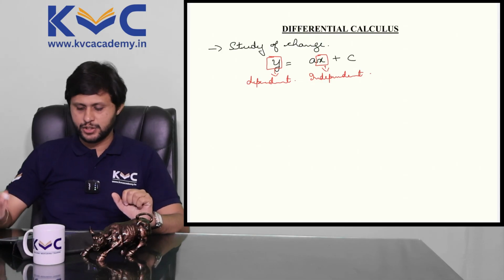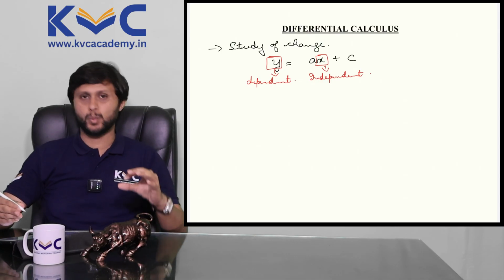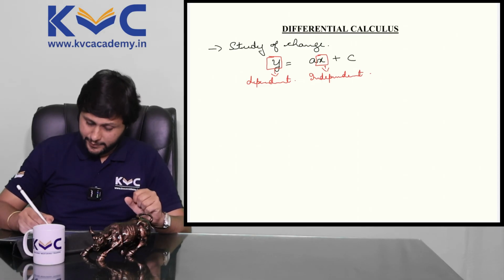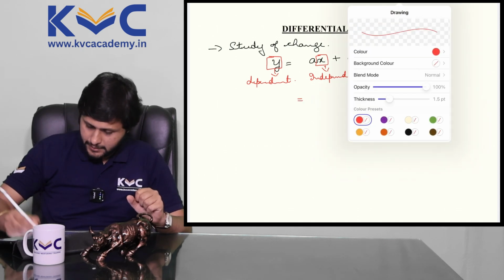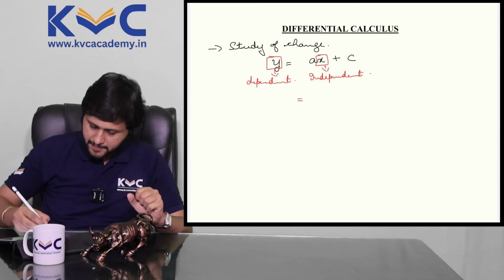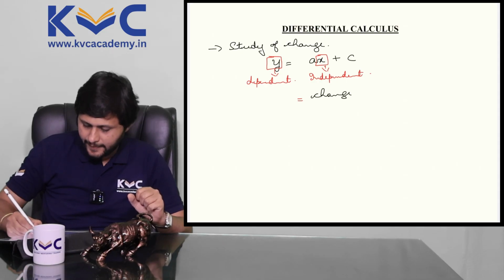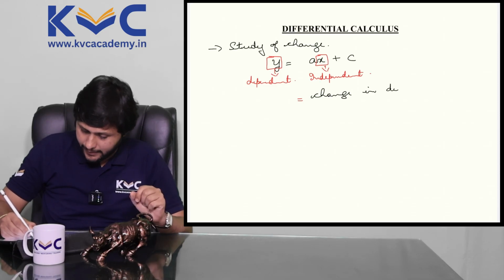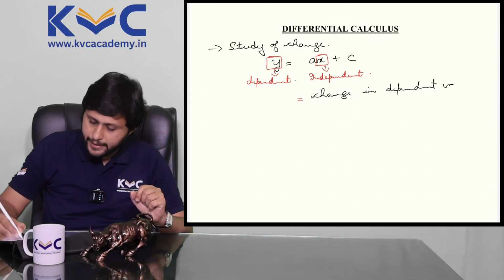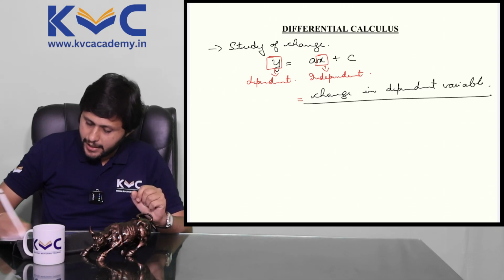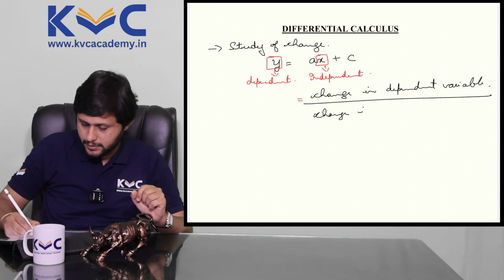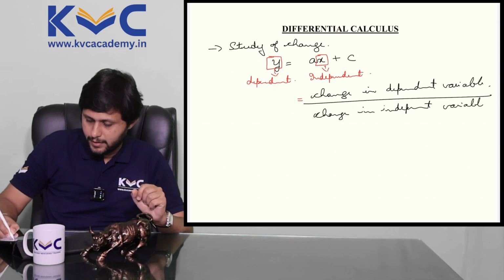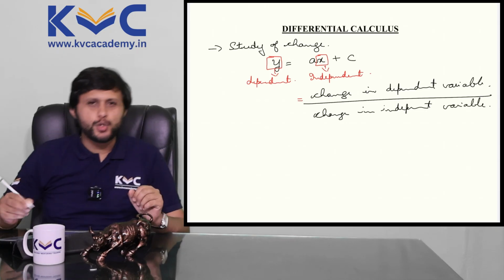Correct? So small change in x can lead to change in y. How much it makes a difference is differentiation. So differentiation is change in dependent variable with a change in independent variable. Okay. Now, how do we write change usually?